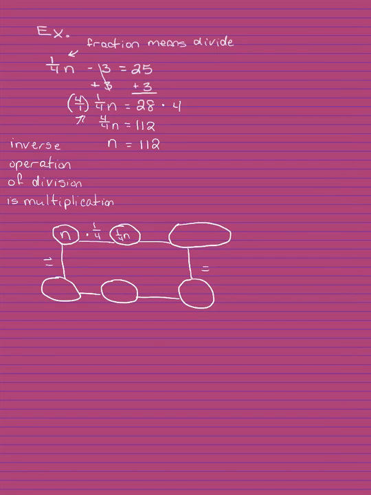After the circle on the line, you're going to write -3. In the next circle, you're still going to put 1/4 n -3 equals, and in the bottom, you're going to write 25. So the opposite of -3 is +3. 25 plus 3 is 28. So in that circle, you're writing 28.